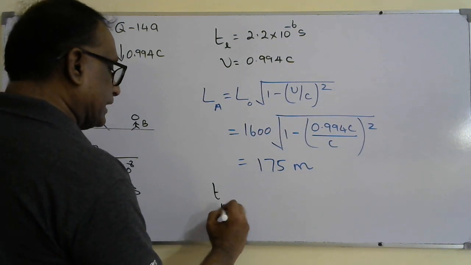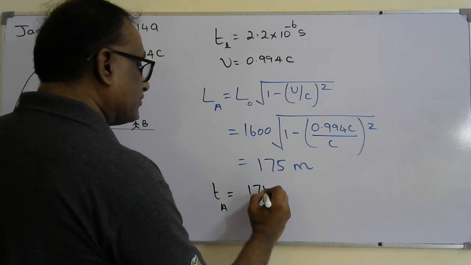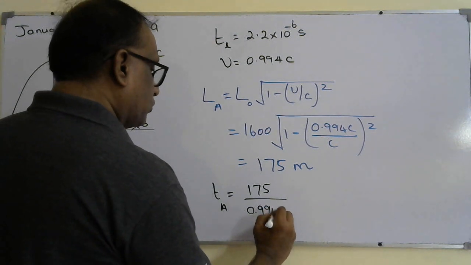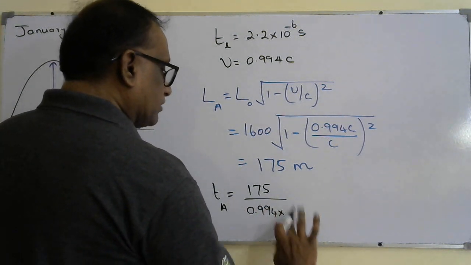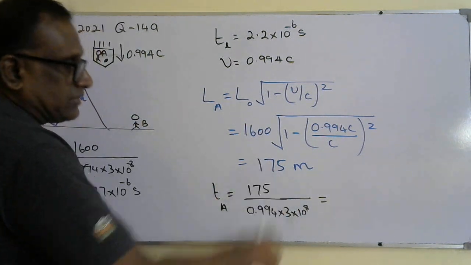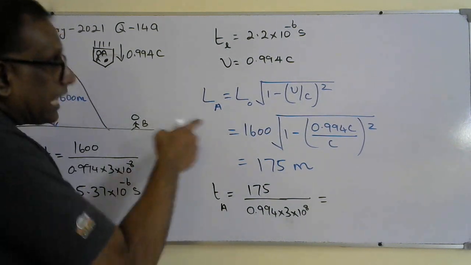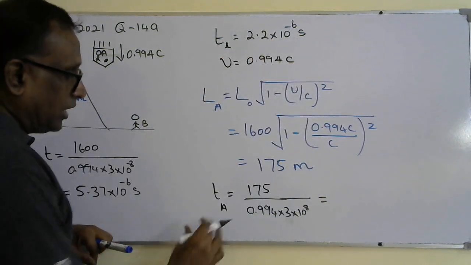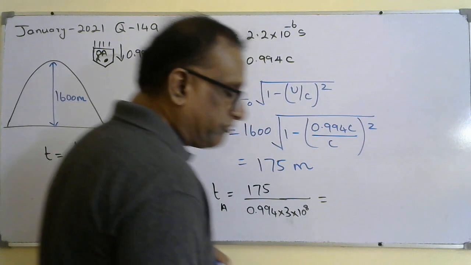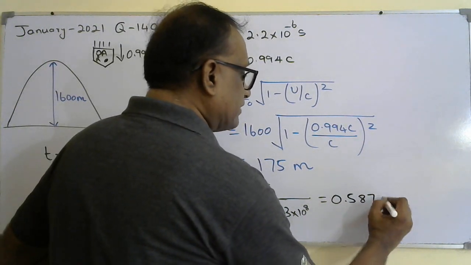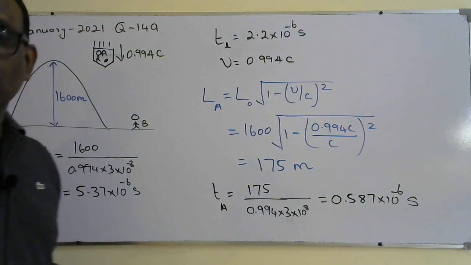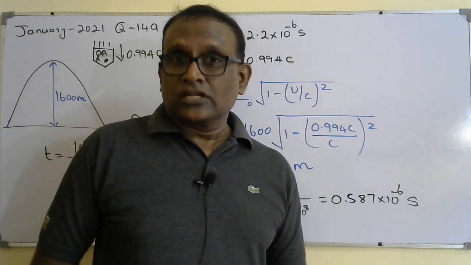So the time measured by A is going to be distance 175 over speed, 0.994 × 3 × 10^8. So A will say we are going to move down 175 meters, not 1,600 meters. The lifetime of the muon has no change, 2.2, but we will take a time equal to 0.587 × 10^-6 seconds, which is much smaller than the lifetime of the muon. So we will reach the ground before it decays.